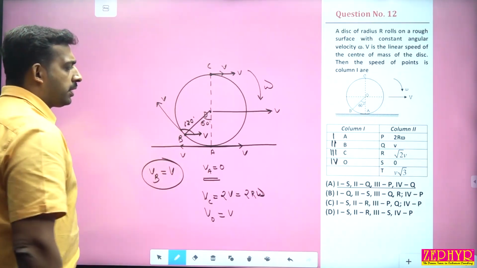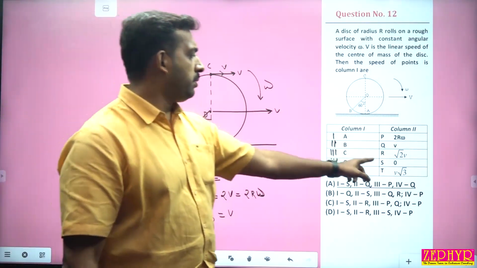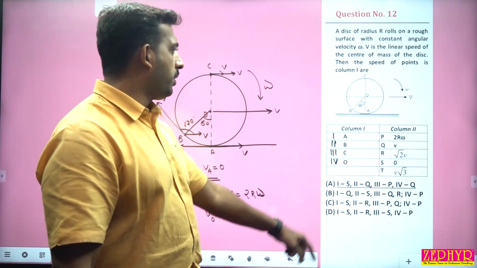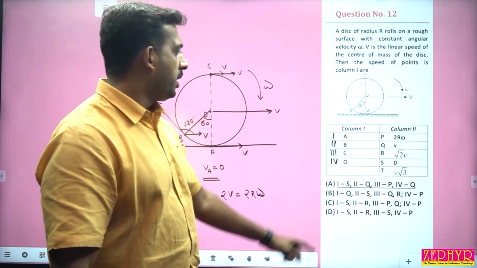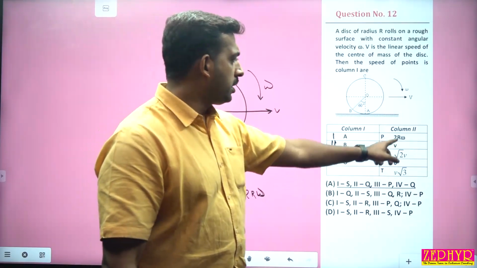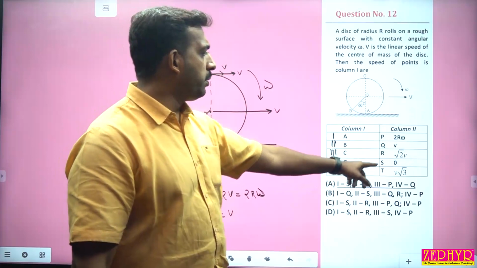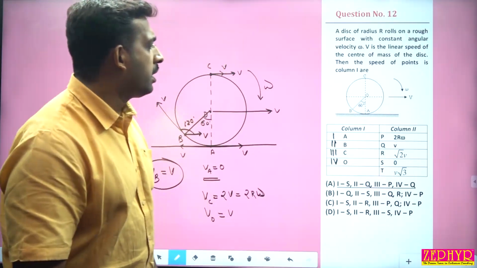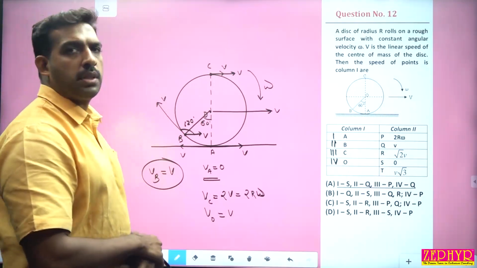So these are the answers you can see. vA is equal to 0, so 1 is s. vB is equal to v, so 2 is q. And vC, the velocity at the point C, is equal to 2v, so it is 2r omega, which is p. Velocity at the point O is equal to v itself, so it is q. So the answer is option A: 1s, 2q, 3p, 4q. Clear?